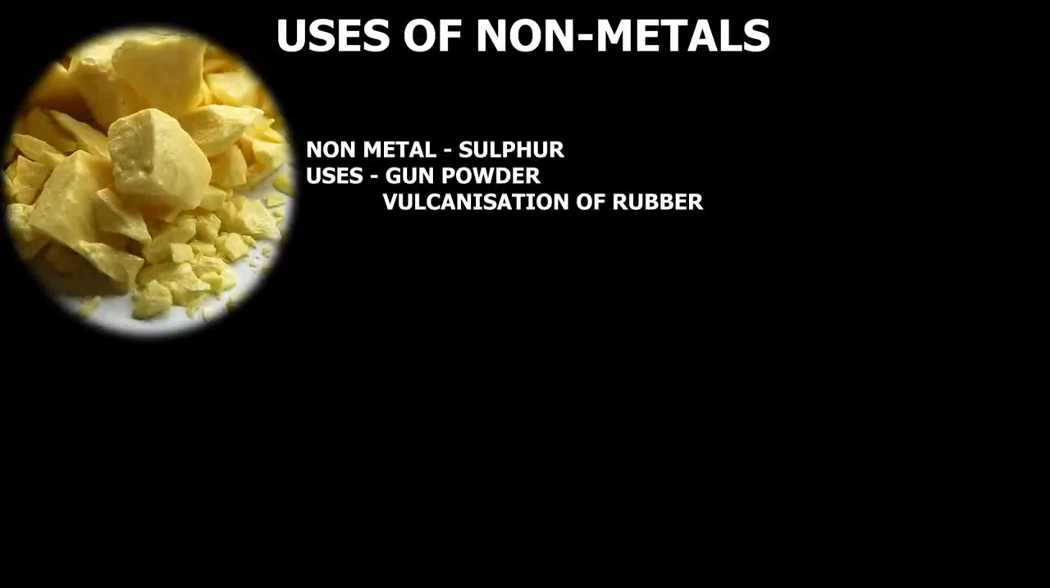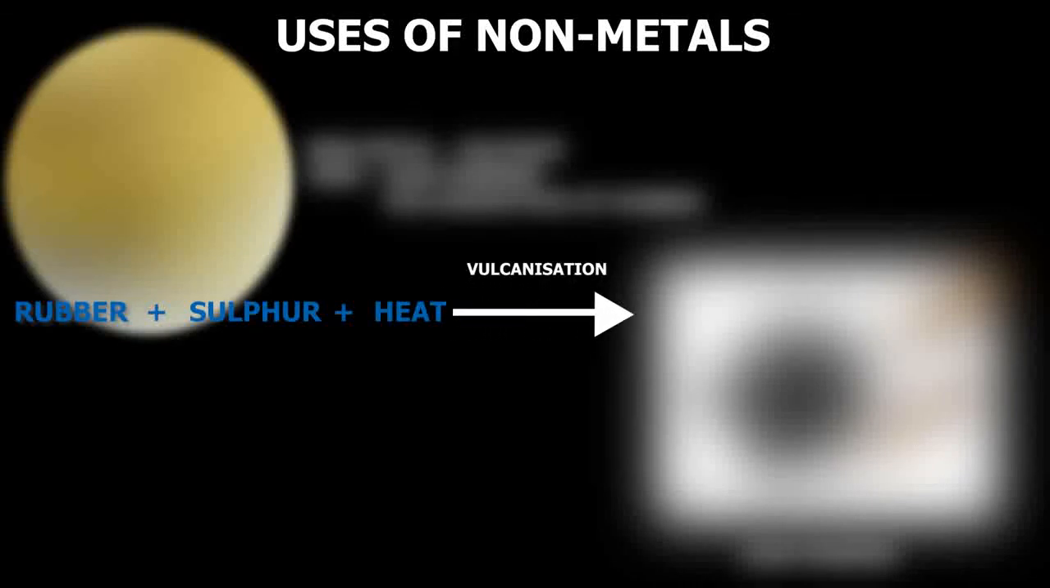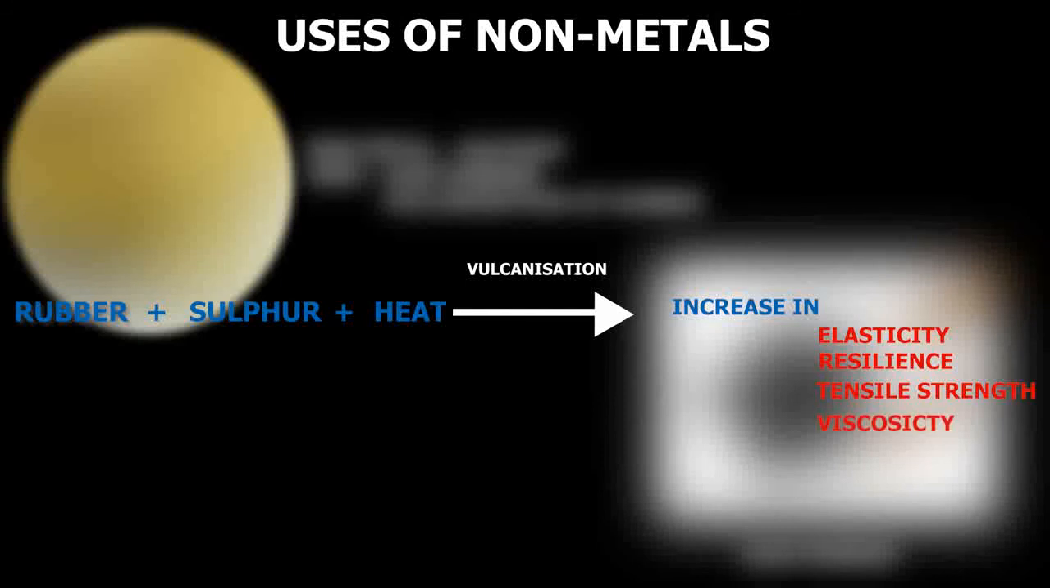Sulfur is used in the manufacturing of gunpowder and vulcanization of rubber. In vulcanization, rubber is heated with sulfur and other materials. After this process, the elasticity, resilience, tensile strength, viscosity, hardness and weather resistance of rubber increase.